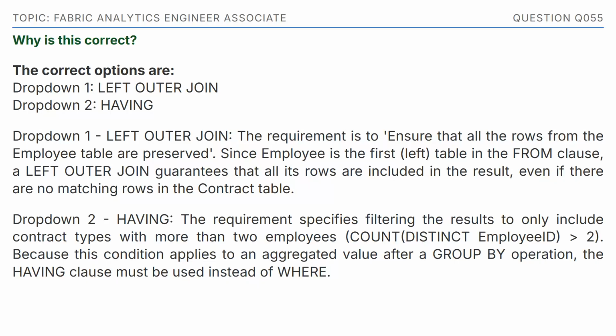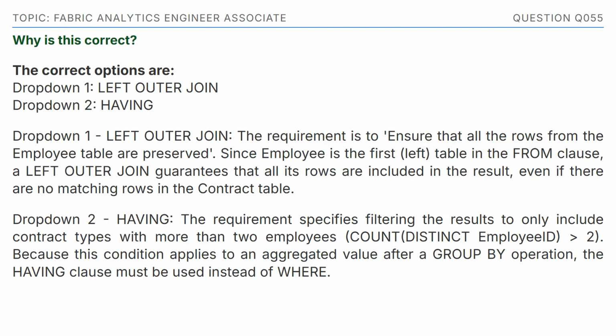The correct options are drop-down 1, LEFT OUTER JOIN; drop-down 2, HAVING. Why are these options correct? Because drop-down 1, LEFT OUTER JOIN: the requirement is to ensure that all the rows from the employee table are preserved. Since employee is the first, left, table in the FROM clause, a LEFT OUTER JOIN guarantees that all its rows are included in the result, even if there are no matching rows in the contract table.